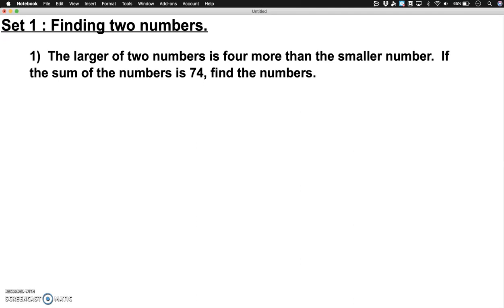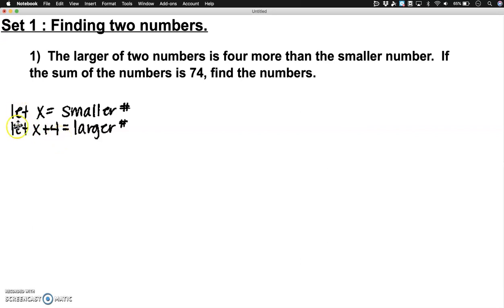In this problem, we have the larger of two numbers is 4 more than the smaller number. If the sum of the numbers is 74, find the numbers. So we know we're solving for two numbers, and we have a relationship between the smaller number and the larger number. So we're going to let x equal the smaller number. And we know the larger of the two numbers is 4 more than that number. So the larger number is going to be represented by x plus 4.